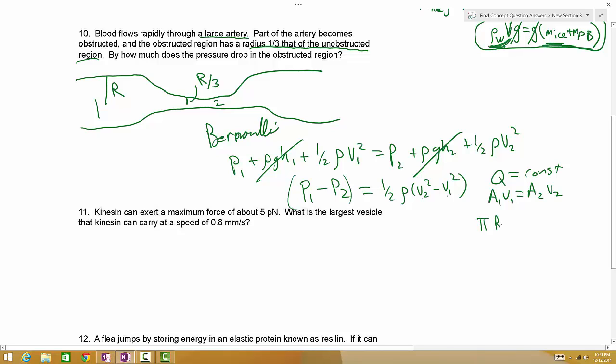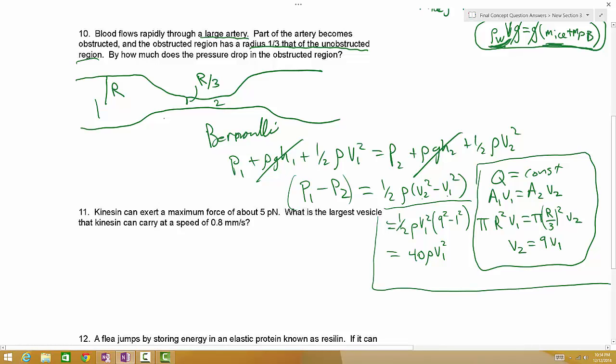So we have pi r squared V1 equal to pi (r over 3) squared V2. And this is going to give us the relation that V2 is equal to 9 V1. And so what we can do is put this into our equation here, and we can get that this equals 1/2 rho V1 squared times (9 squared minus 1 squared), equal to 40 rho V1 squared. And if we know the velocity at 1, then we could actually figure out the pressure drop.